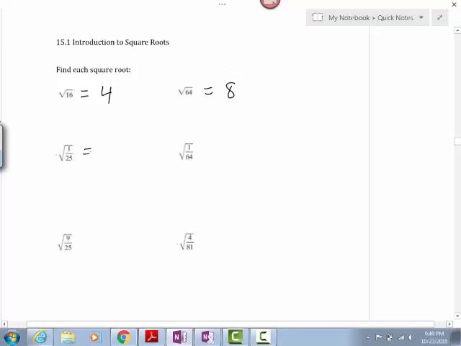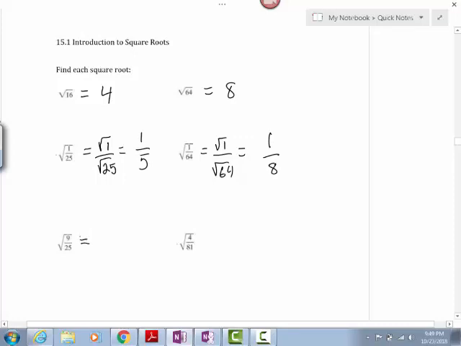When I have a fraction, I'm going to think about this in two parts. I'm going to think about this as what is the square root of 1 divided by the square root of 25. Well, the square root of 1 is 1. The square root of 25 is 5. So the square root of 1 over 25 is just 1/5. Okay. And do the same thing here. I'll think about that as the square root of 1 over the square root of 64. The square root of 1 is 1. The square root of 64 is 8.